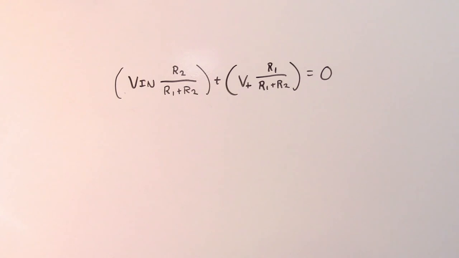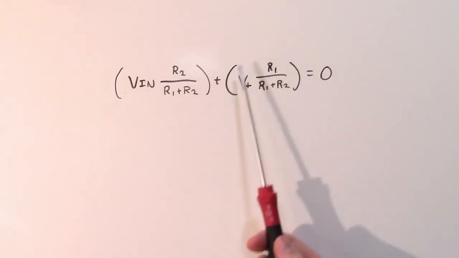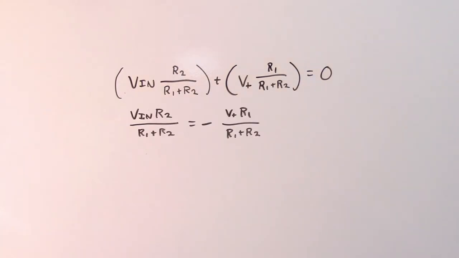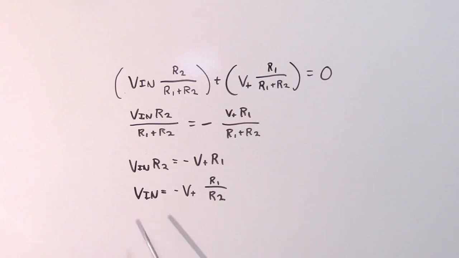And now that we have an equation to describe our trip point threshold, we can rearrange this to solve for Vin by subtracting this part from both sides, multiplying both sides by R1 plus R2 to get rid of the denominators, and then dividing both sides by R2. And now, with this equation, we can predict at what voltage of Vin the op-amp's output will go high, given our R1 and R2 resistor values and the V plus voltage.